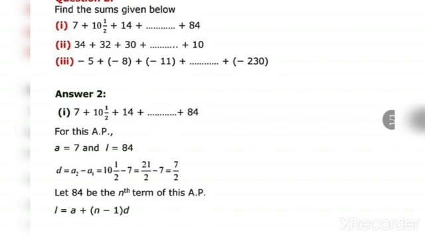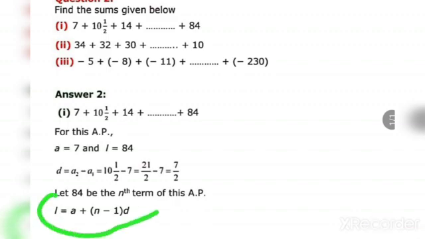After that, D is equal to A2 minus A1, is equal to 10 into 1 by 2 minus 7, is equal to 21 upon 7. 21 upon 7 is equal to 7 by 2. Then put the value of L is equal to A plus n minus 1 into D in the equation.